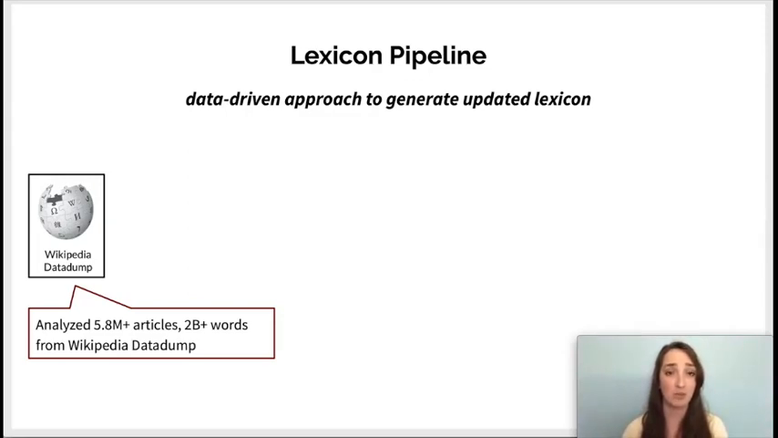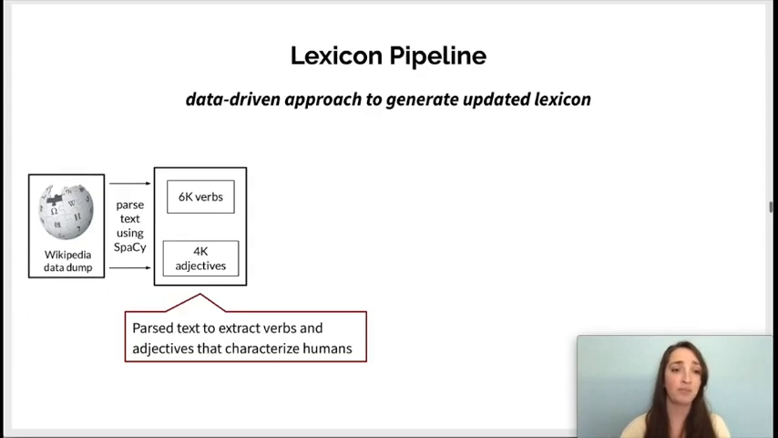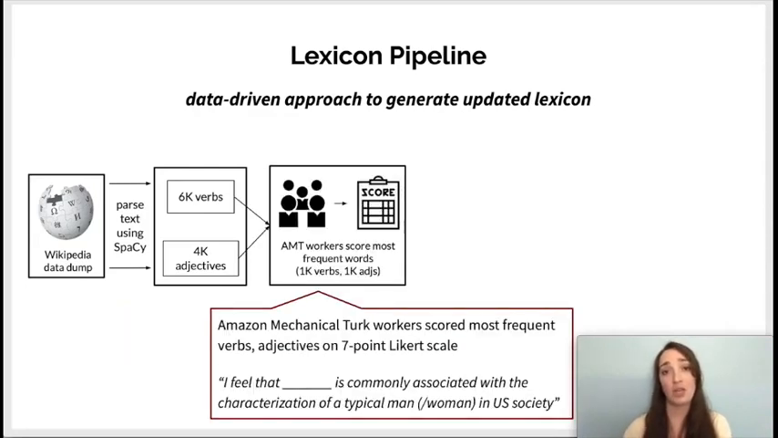We started off with the Wikipedia data dump, and we parsed out all of the verbs and adjectives that are used to describe any humans. From there, we asked Amazon Mechanical Turk workers to score the most frequent 1,000 verbs and 1,000 adjectives on how desirable they thought they would be for a male or a female in US society.